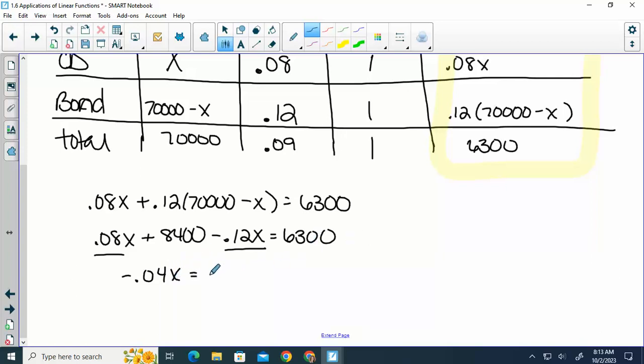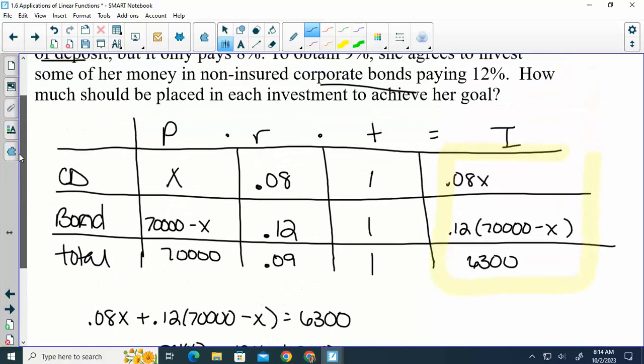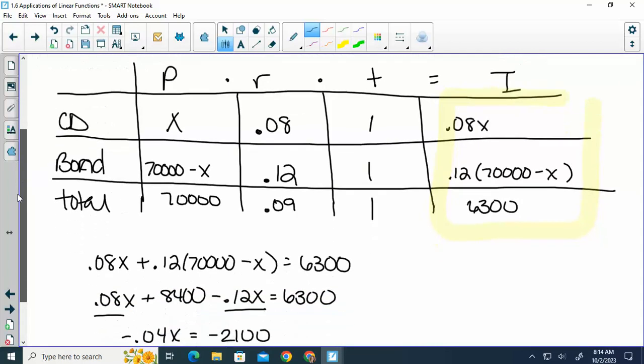Subtract over my 8,400. Divide. 52,500. Okay. Now we have to answer the question. The question was how much should be placed in each investment.